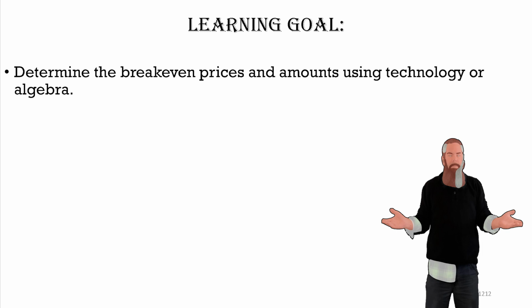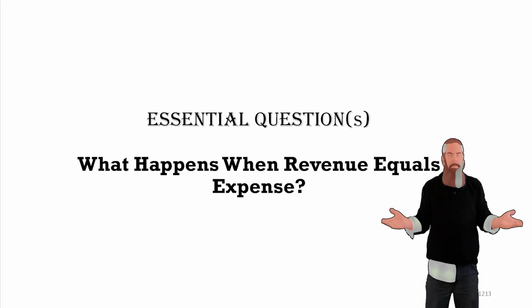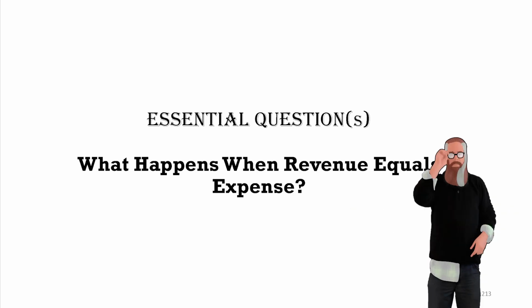It was businessman Warren Buffett who said, risk comes from not knowing what you're doing. In this lesson, we're going to determine the break-even prices and amount using technology or algebra. All to answer the question, what happens when revenue equals expense?